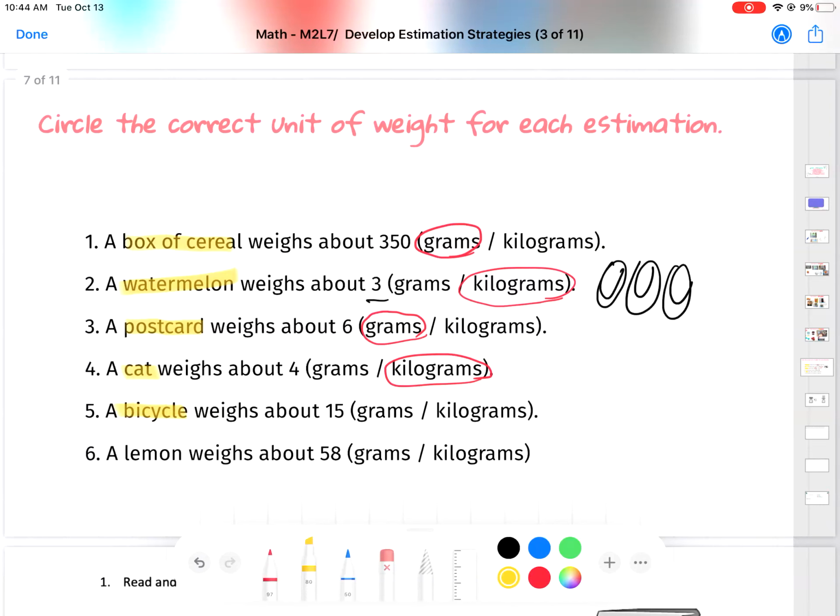What about a bicycle? Would it be 15 grams or 15 kilograms?